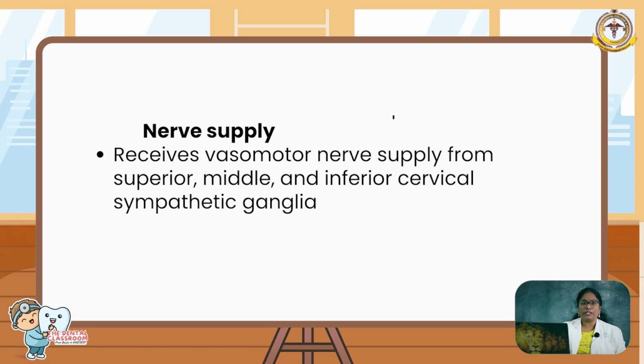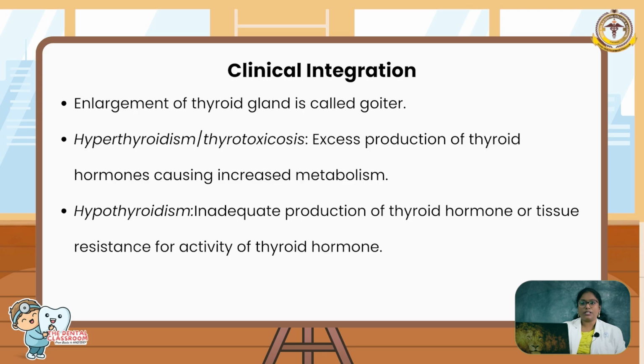Nerve supply: it receives vasomotor nerve supply from the superior, middle and inferior cervical sympathetic ganglia. Clinical aspect: the enlargement of the thyroid gland is called goiter.